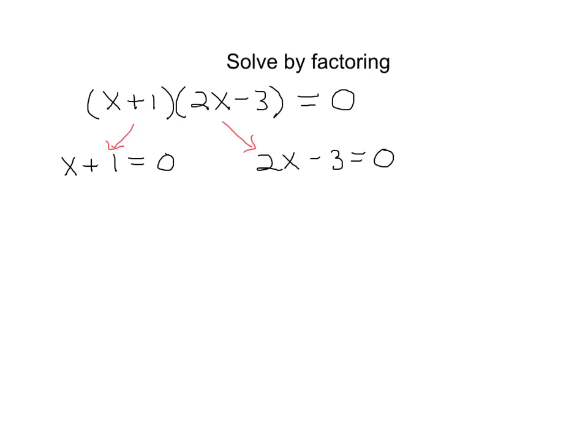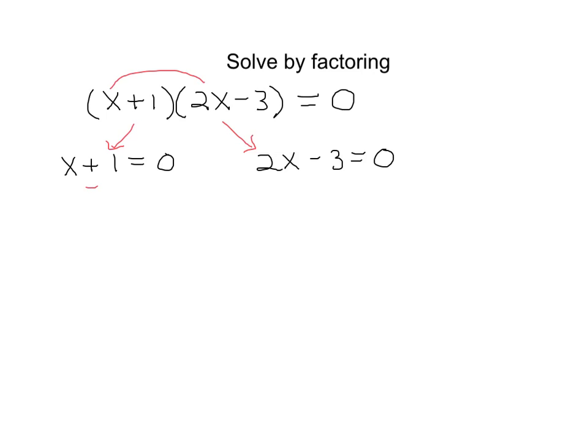Now, when you look at the original problem, you might not notice it's quadratic, but keep in mind we're starting with a simple example and we'll build. But if we were to multiply it out, note that the x times 2x would give us 2x squared, and there's our quadratic. Okay, so what we're going to do now is solve each of these.